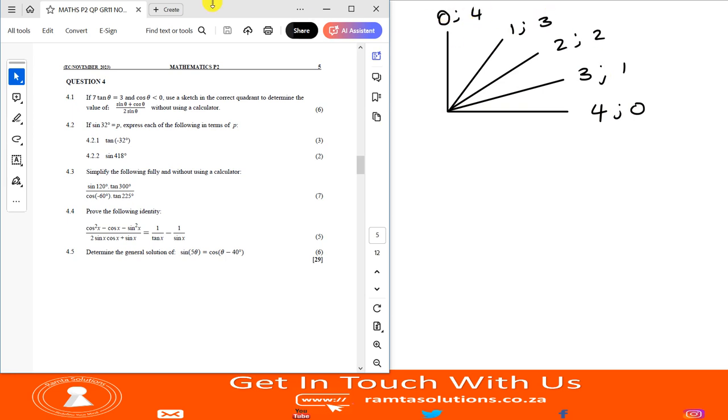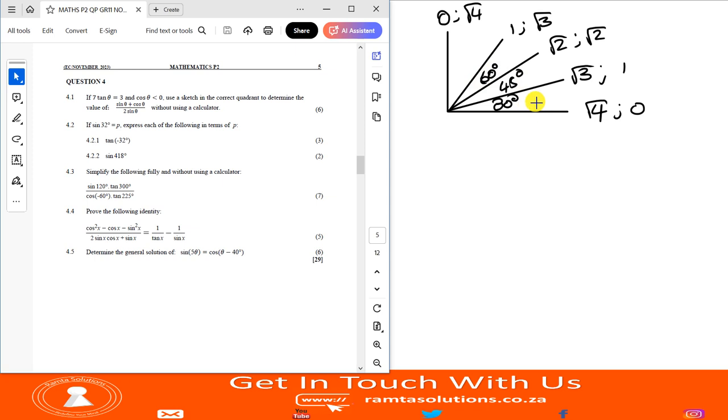Now, all these values should be put in square roots. But you don't have to put 1 and 0 in a square root, right? I mean, it's a waste of time, because square root of 0 is 0, square root of 1 is 1. Okay, so this corresponds to 60 degrees. This corresponds to 45 degrees. This corresponds to 60 degrees.